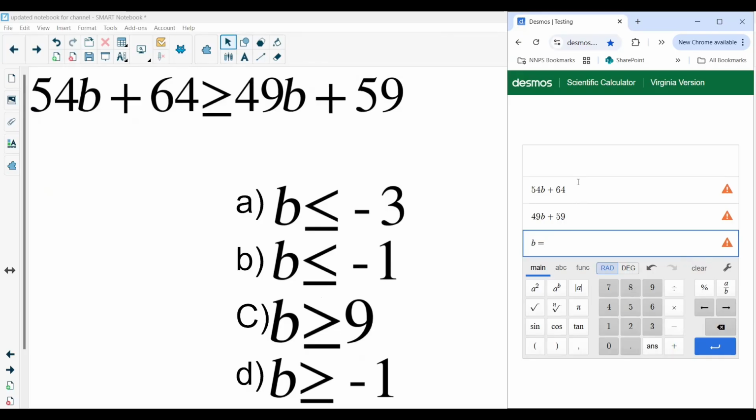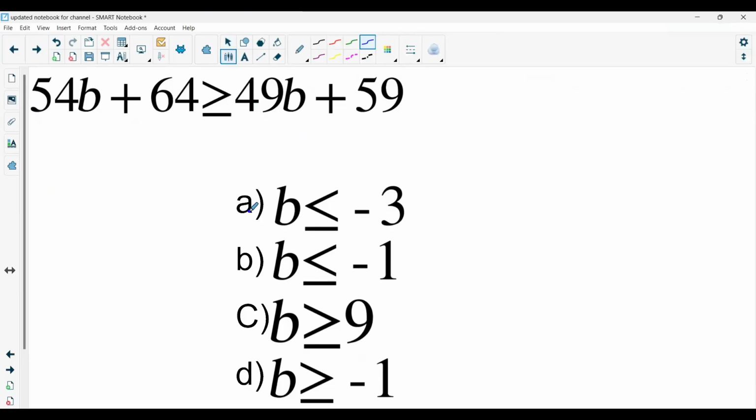Okay, so I put B equals. Let's see what the answer could be. Let's try -3. Remember, we're trying for these to be equal. Okay, we want both sides to be equal. We're looking at this like we were solving an equation in Desmos. Next one, -1. All right, so I know that it's -1 because both sides equal 10. So let's cross out everything that is not -1.